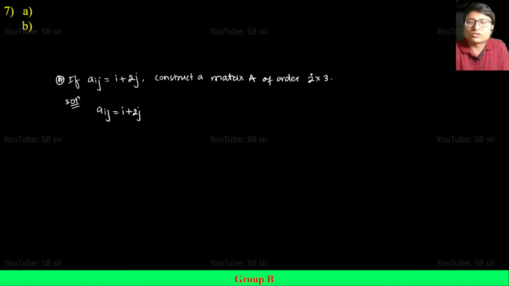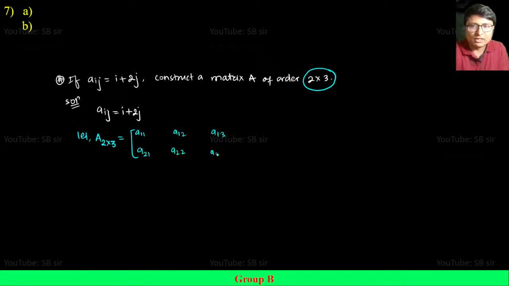Since we are asked to construct a matrix of the order 2 by 3, let the matrix with order 2 by 3 be like this: A11, A12, A13. Similarly, A21, A22, A23. What we have to do is find the corresponding elements, the value of A11, A12, A13, and similarly the values of A21, A22, A23. All the values we have to find, and at last we combine all the elements and put them there, and that will be the required matrix.